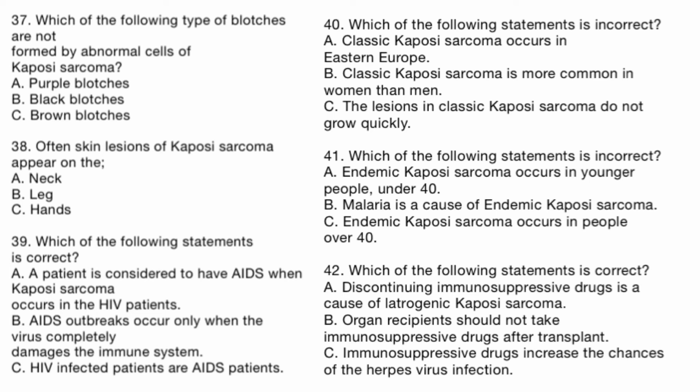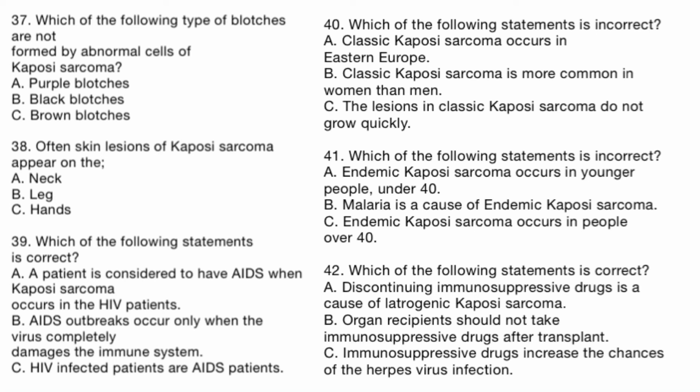Classic or Mediterranean Kaposi sarcoma occurs mainly in older people of Mediterranean, Middle Eastern, and Eastern European heritage. Classic Kaposi sarcoma is more common in men than in women. Patients have one or more lesions on their ankles, legs, or the soles of the feet. Compared to other types of Kaposi sarcoma, the lesions in classic Kaposi sarcoma do not grow quickly, and new lesions do not form as often.